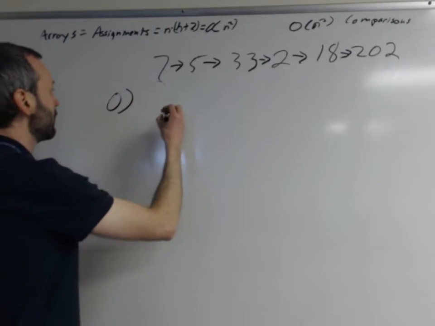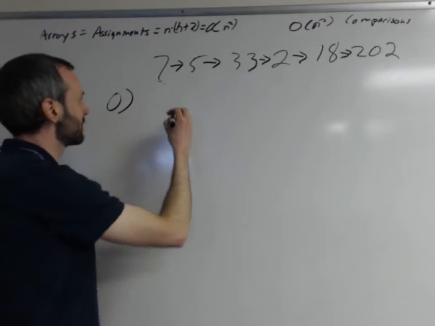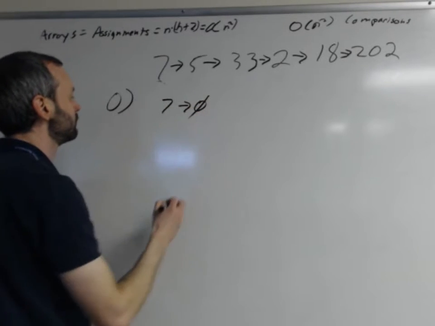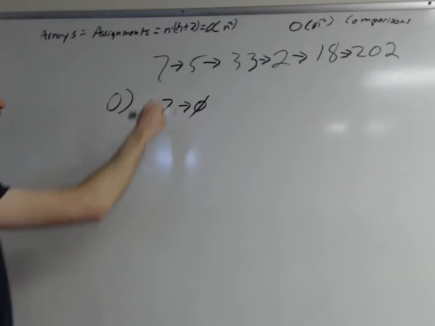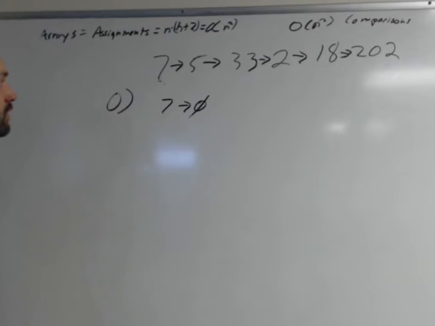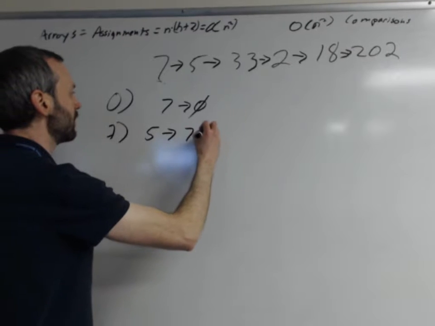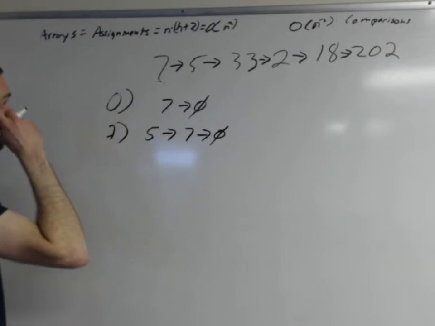Step 0, you're going to have your new linked list start off with 7 pointing to null, because that's just the first element. And you want to add the 5. Where would the 5 go? In the first element. So 5, arrow, 7, arrow, null.